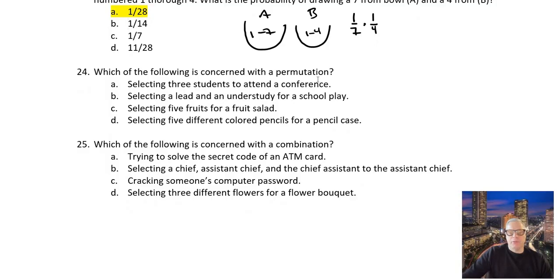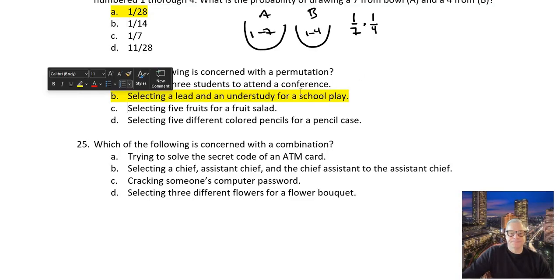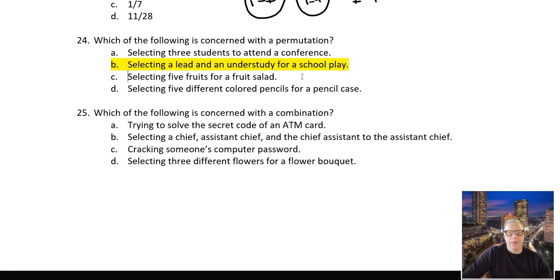Which of the following is concerned with a permutation? Selecting 3 students to attend a conference. No, the order doesn't matter. Selecting a lead and an understudy for a school play. Yeah, one is the lead, the other one is the understudy. So there's an order. Selecting 5 fruits for a fruit salad. No. So it must be B, because there the order matters.